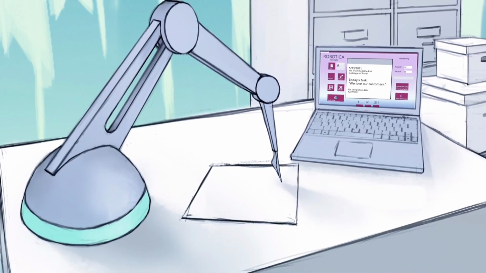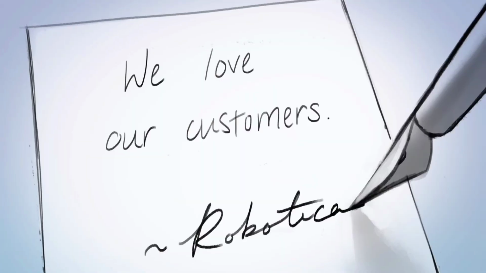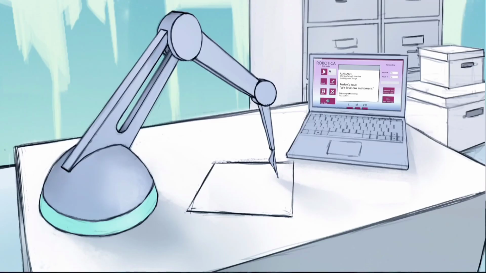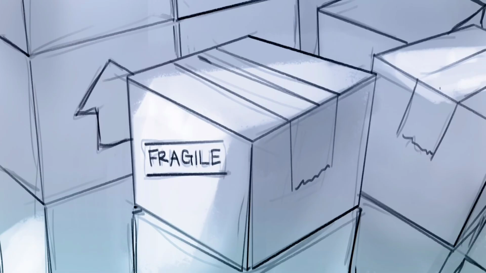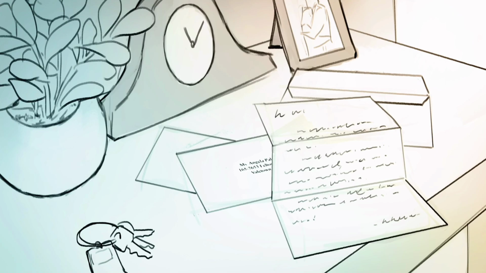The plan is to perfect Turry's writing mechanics by getting her to practice the same test note over and over again. "We love our customers, Robotica." Once Turry gets great at handwriting, she can be sold to companies who want to send marketing mail to homes and who know that mail has a far higher chance of being opened and read if it appears to be written by a human.